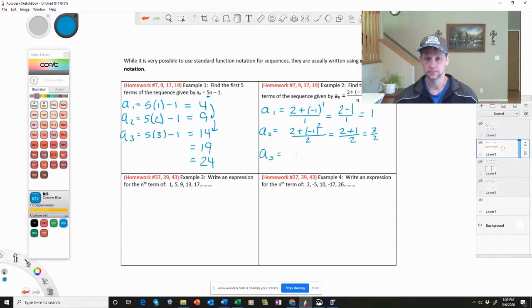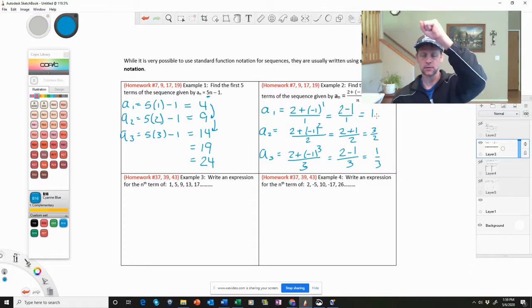The third term, 2 plus negative 1 to the third over 3. Now I have negative 1 to the third. Notice what happens now. Negative 1 times negative 1 times negative 1 is negative 1. So now it's 2 minus 1 over 3, which is now going to be 1/3. Notice that this sequence starts at 1, then it goes up to 1.5, or 3 over 2, then it goes down to 1/3. So this sequence is kind of going up and down and all over the place.